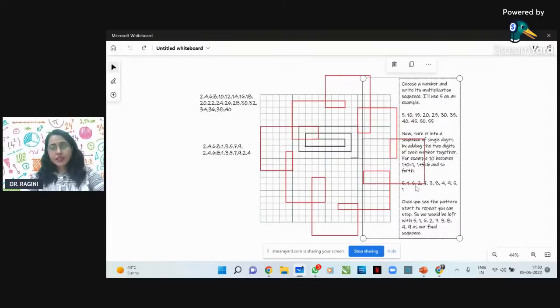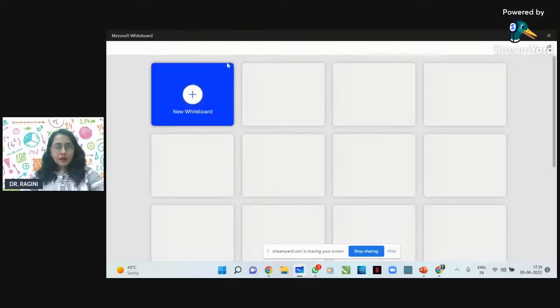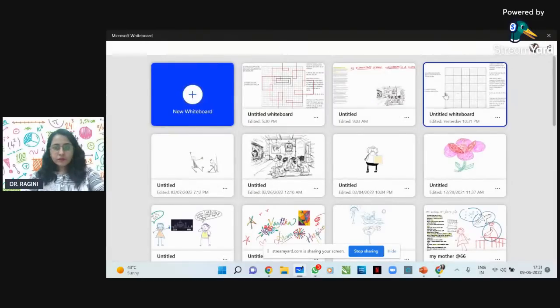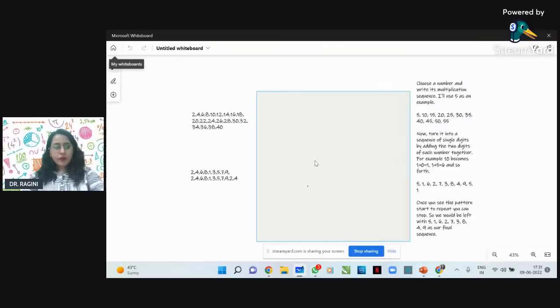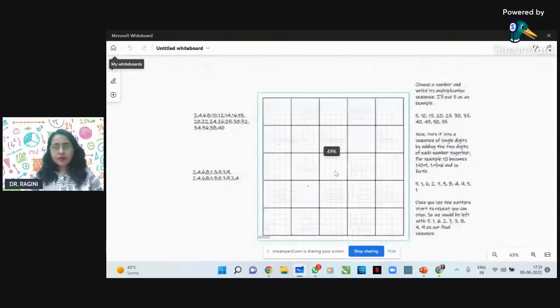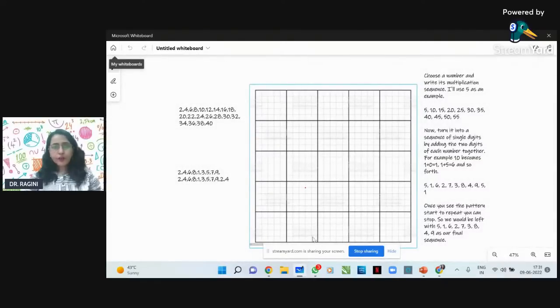15 will be added to 6. Similarly, 20 will be added to 2. 2 plus 5 is 7. 3 plus 0 is 3. 3 plus 5 is 8. And so on. So what are the numbers we are getting here? 5, 1, 6, 2, 7, 3, 8, 4, 9, 5, and 1. Okay, we'll do one of these sheets so that it will be easy for you to do it.